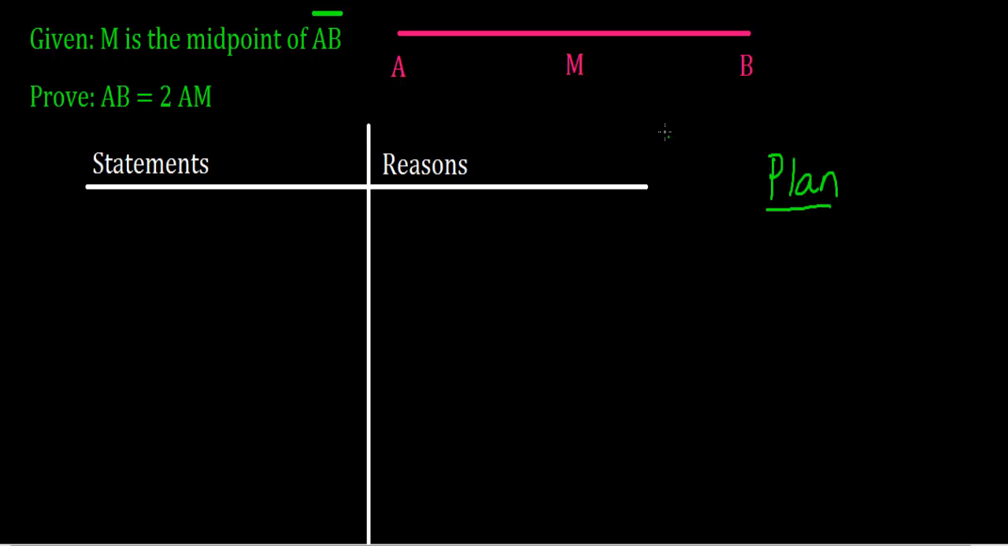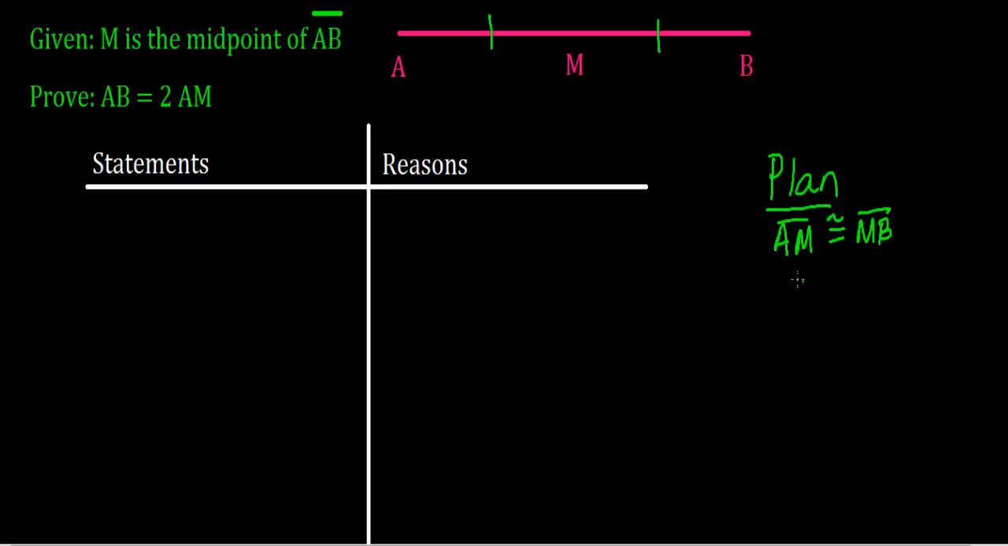I know that M is the midpoint, so automatically I can write that AM is congruent to MB, because that's what the definition of midpoint says. It says the midpoint is a point that divides a segment into two congruent parts. So I know this is congruent to this, and I state that by saying this.